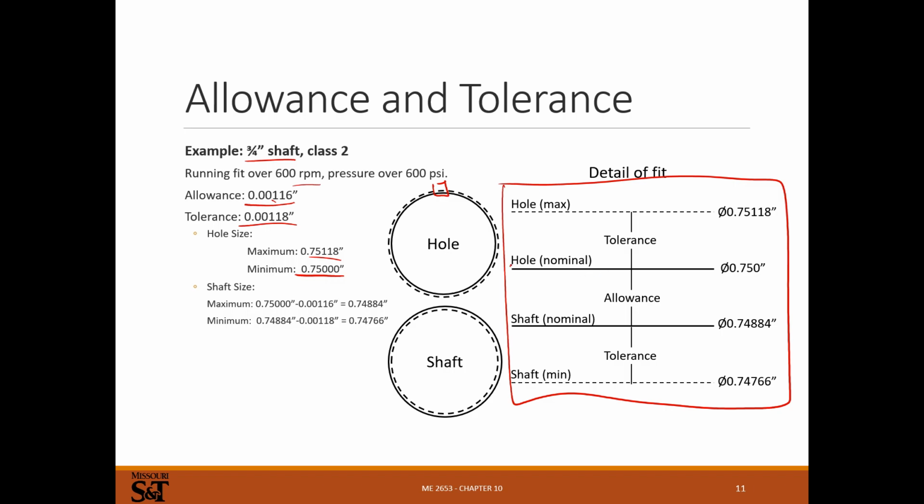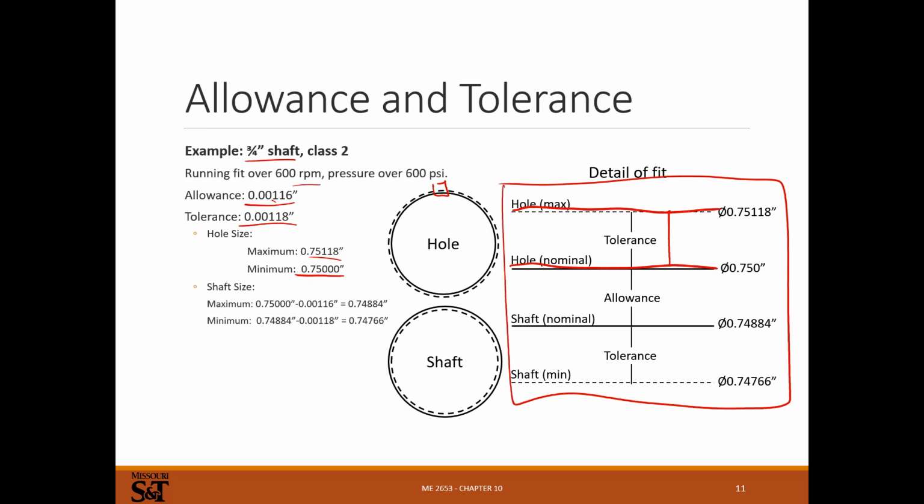So we've got the nominal size of the hole, sitting out here at 3/4 of an inch. We're going to have the allowable tolerance on top of that. So we add the tolerance to our nominal hole size, and we get the maximum permissible size for the hole. Then we've got the shaft.